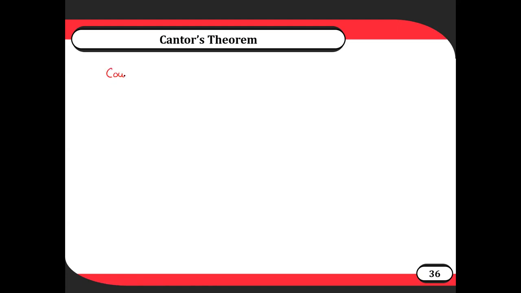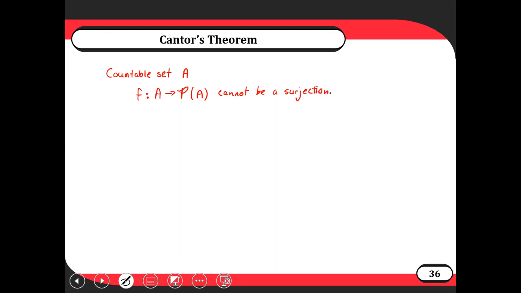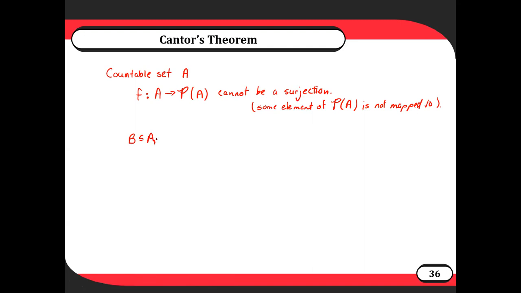So we'll take a countable set A, and prove that F, some function that maps A to its power set, cannot be a surjection. So some element of the power set is not mapped to. And so how we're going to do that is we're going to define some set B, which is a subset of A. That also means that B is an element of the power set of A.